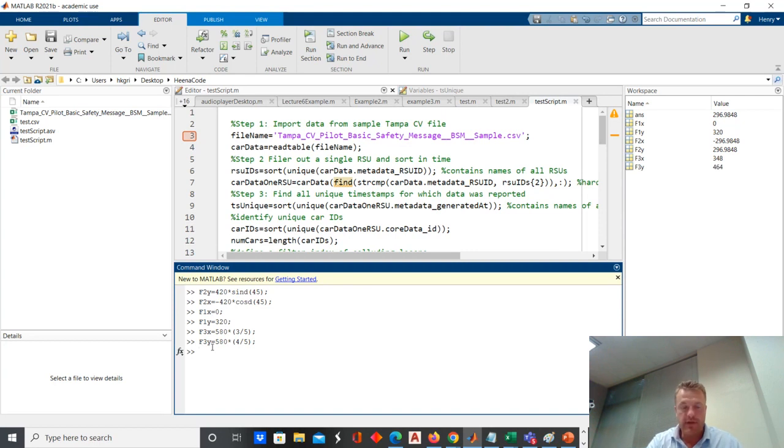And now that I have all of the different components, in order to add them up, I'll just say fx total is going to be f1x plus f2x plus f3x, and I will actually spit that out.